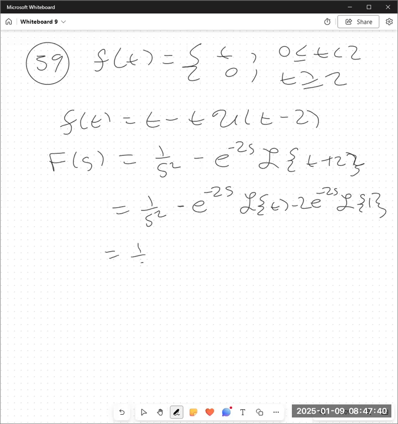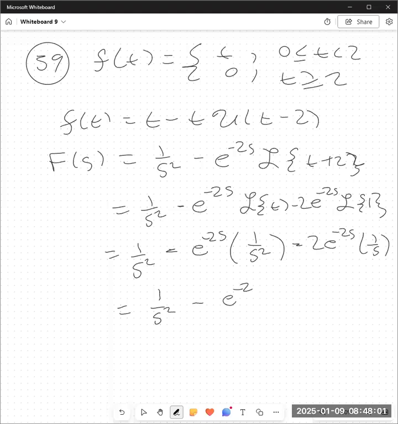So this is 1 over s squared minus e to the negative 2s times 1 over s squared, minus 2e to the negative 2s times 1 over s. That is going to be 1 over s squared minus e to the negative 2s over s squared minus 2e to the negative 2s over s.